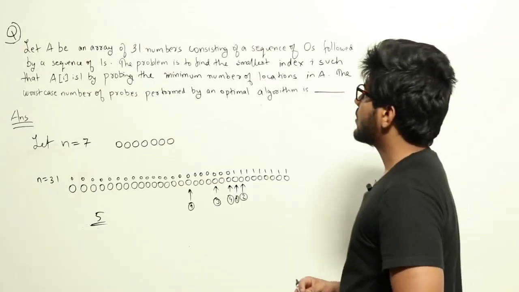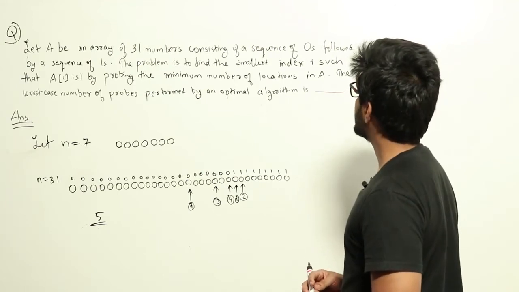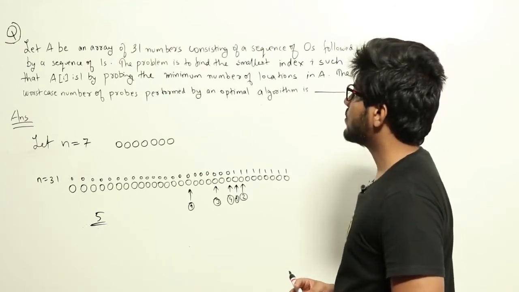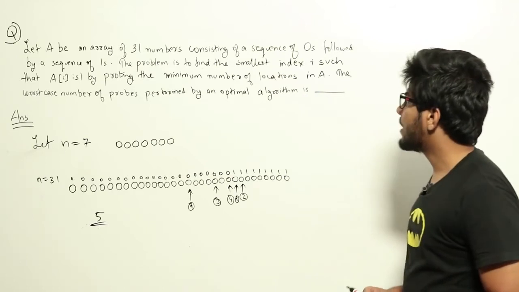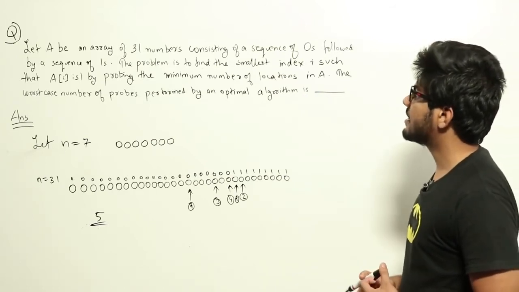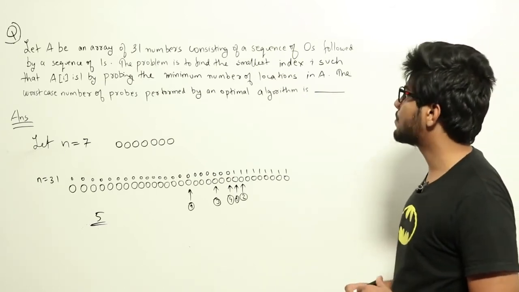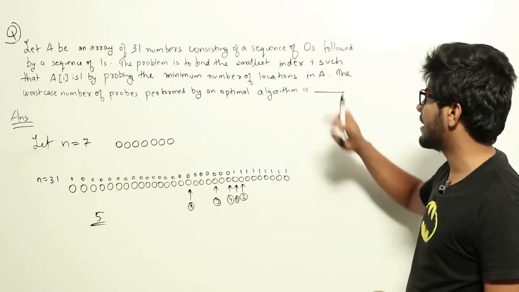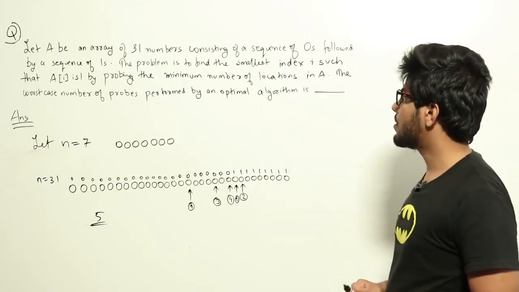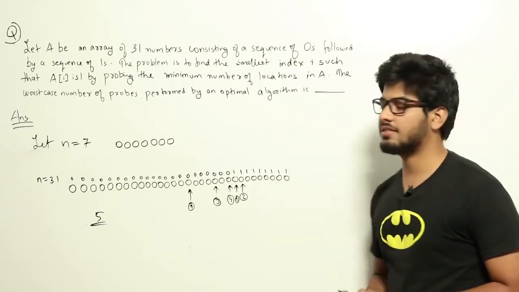Let A be an array of 31 numbers consisting of a sequence of zeros followed by a sequence of ones. The problem is to find the smallest index I such that A[I] is 1 by probing the minimum number of locations in A. The worst case number of probes performed by an optimal algorithm is dash.